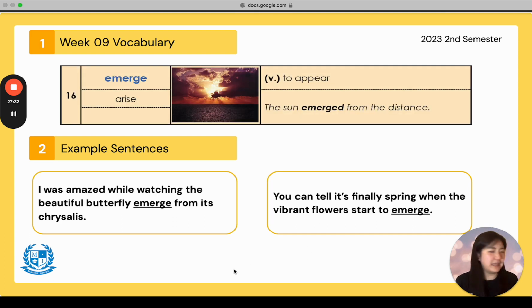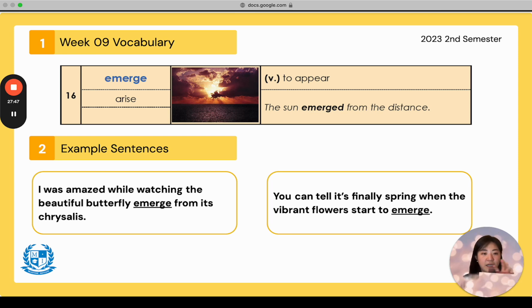Are we already on our last word? Everyone say emerge. Emerge. And the synonym is arise, and it is a verb, and it means to appear.